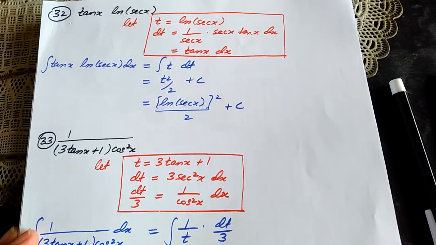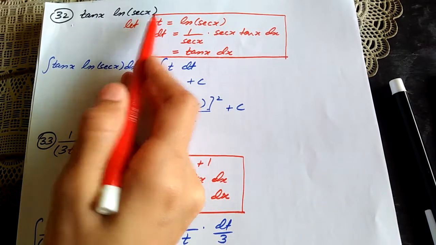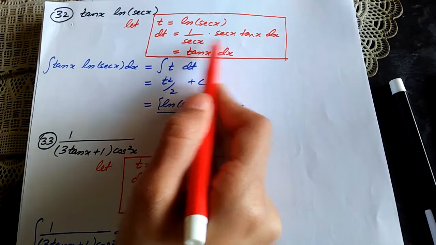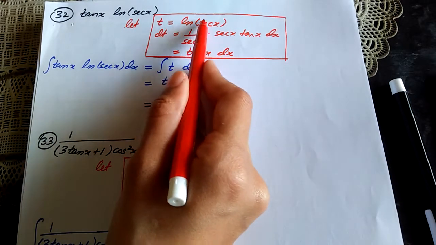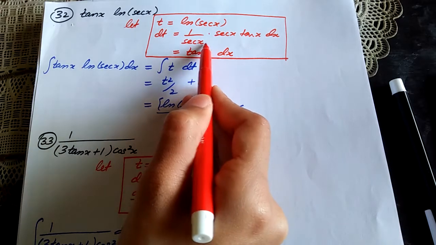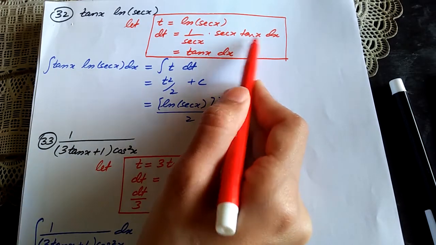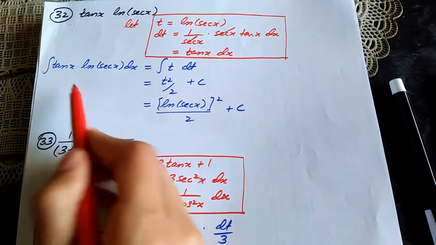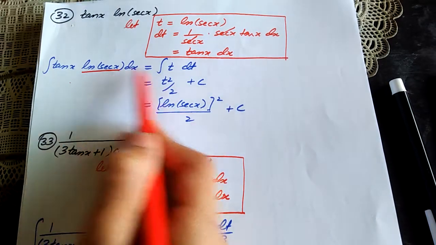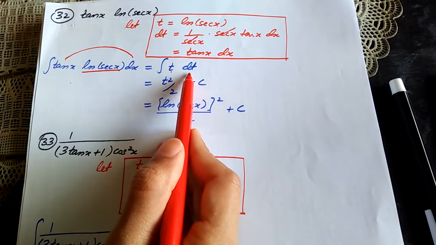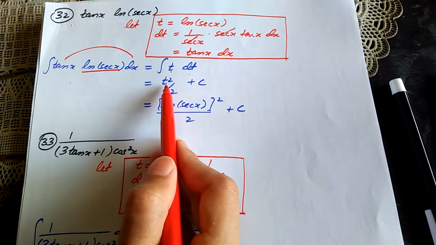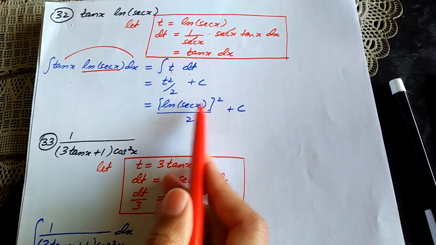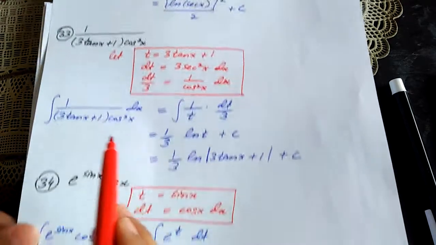Question number 32. Integrate tangent x ln secant x. Let t equal ln secant x. Differentiate both sides. The derivative of ln secant x is 1 over secant x, and the derivative of secant x is secant x tan x. Just simplify it, we will get tangent x dx. Replace the terms. Tangent x ln secant x is t and tangent x dx is dt. So the integration will be t square by 2, and we know that t is ln secant x, so t square will be ln secant x whole square by 2.